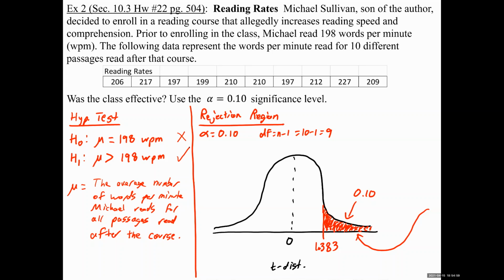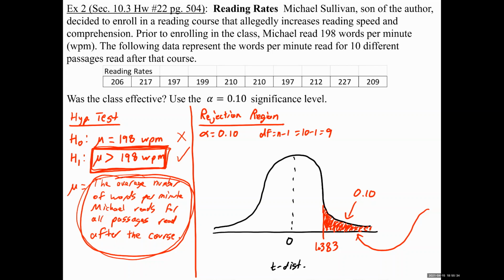You want to basically write evidence suggests, and then you want to write this down. You want to write what the peasant is claiming. Evidence suggests that. Now, I'm going to show you a couple of ways of doing it. The first way of doing it, evidence suggests, and instead of writing mu, you're going to write this for mu. Evidence suggests the average number of words per minute Michael reads for all passages read after the course is greater than 198 words per minute. So basically write this thing down that's in a box, but instead of writing the symbol mu, you write mu out in words, okay? That way, I'm showing you how to do it, will always work, okay?